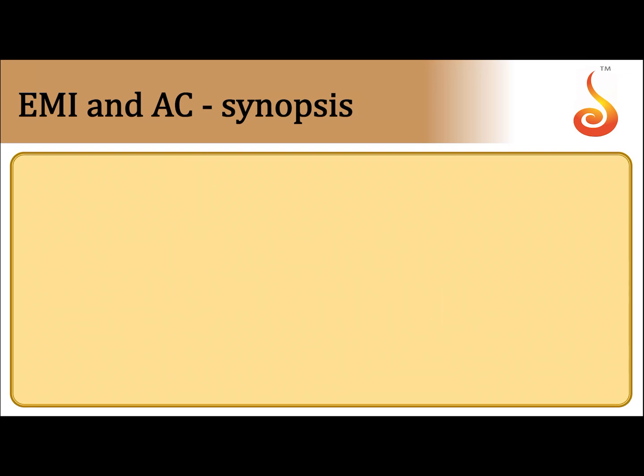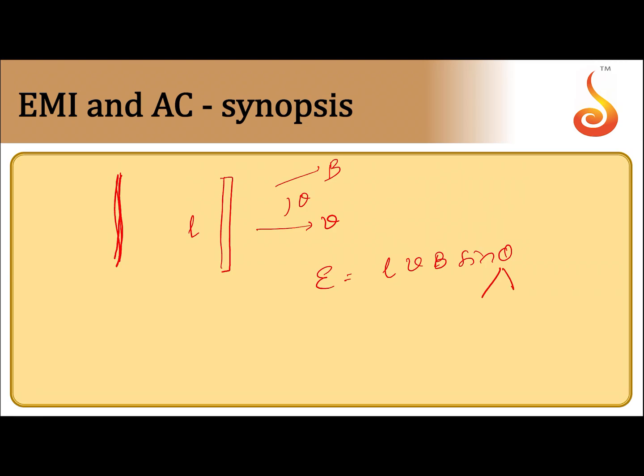This can also be written as follows. If you consider a specific case where there is a rod of length L moving with velocity V, and the magnetic field B subtends an angle theta with it, then the induced EMF is given by LVB sin theta, theta being the angle between the direction of velocity and that of the magnetic field.